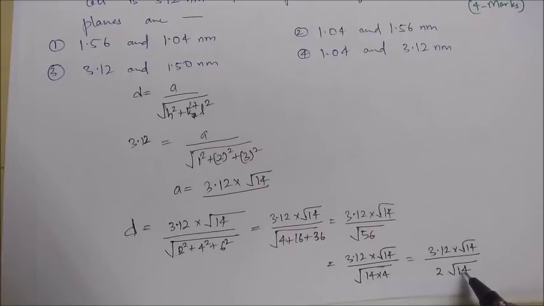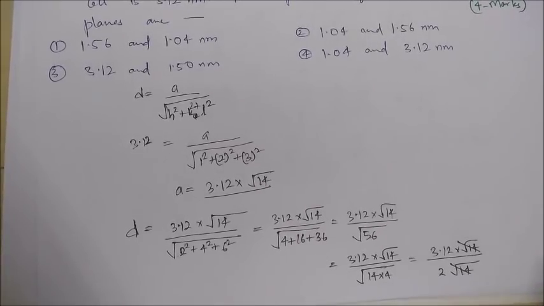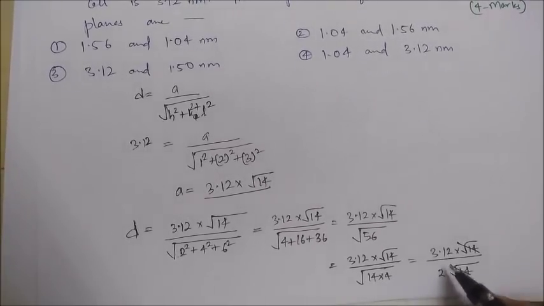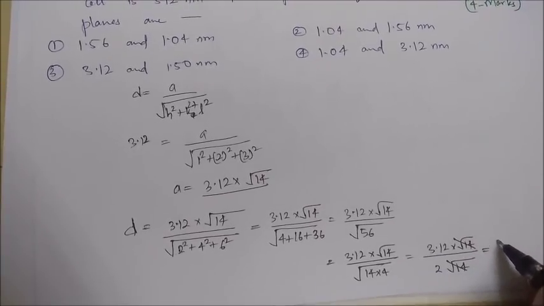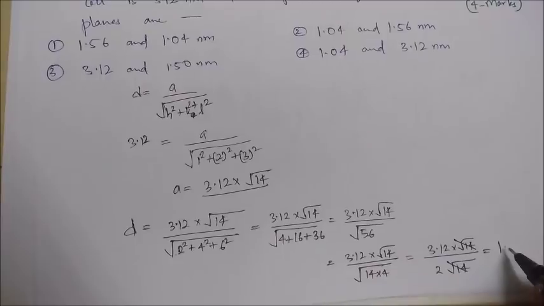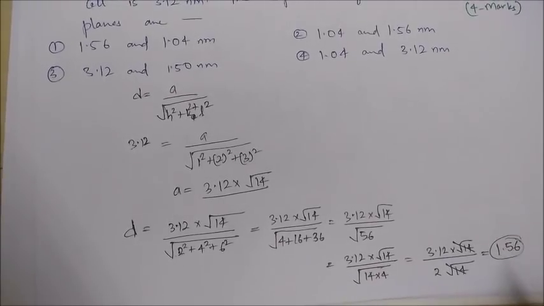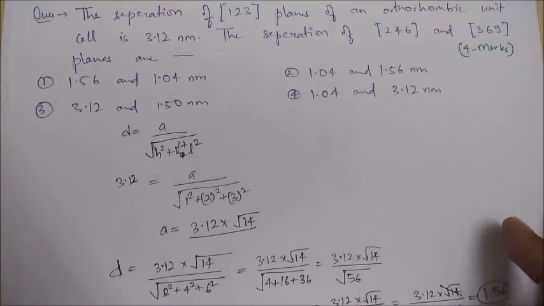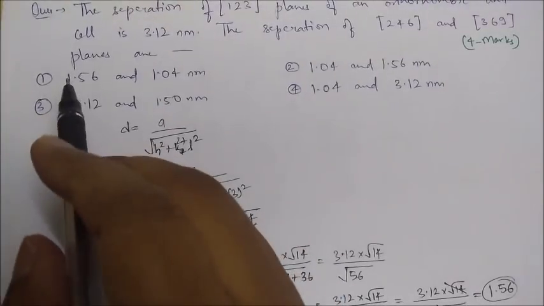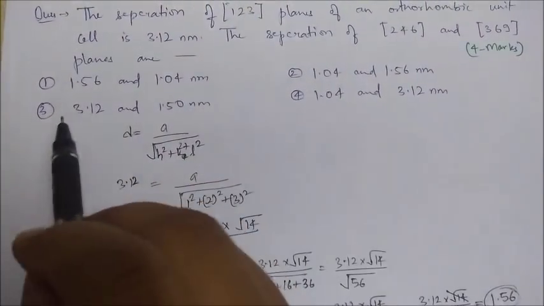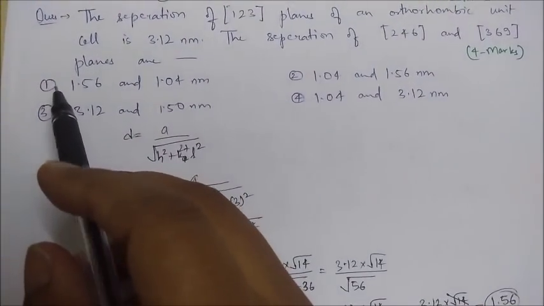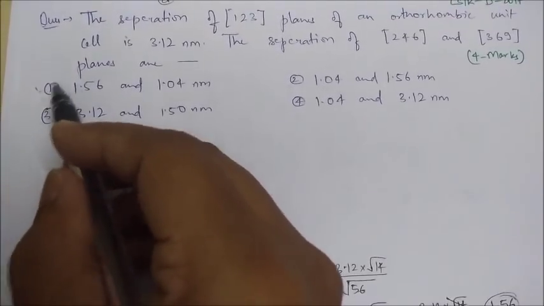Now this under root 14 and this under root 14 can be cancelled out, and you will get 3.12 upon 2. So when you will divide it, how much you will get? 1.56. So this is the answer for the first one. So obviously in all the options you are just getting this for option number 1. So option number 1 will become your correct option.